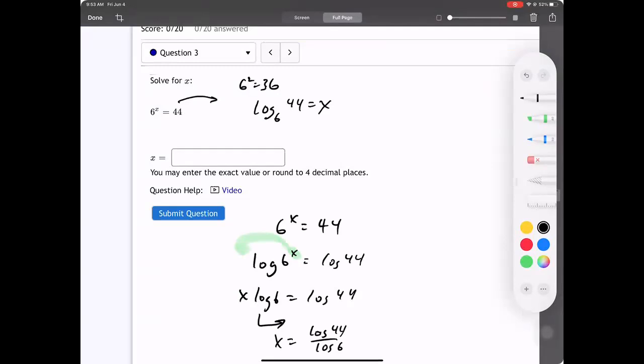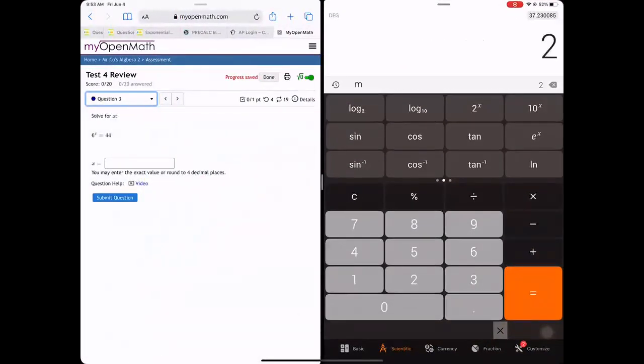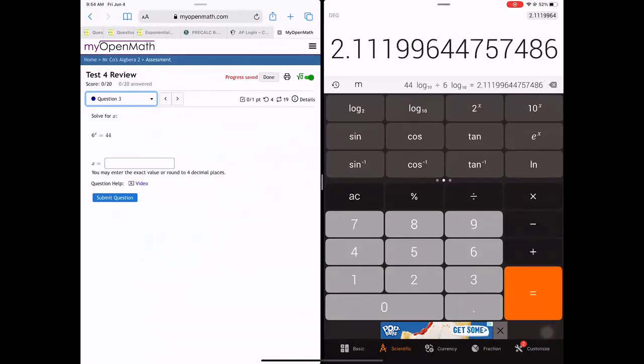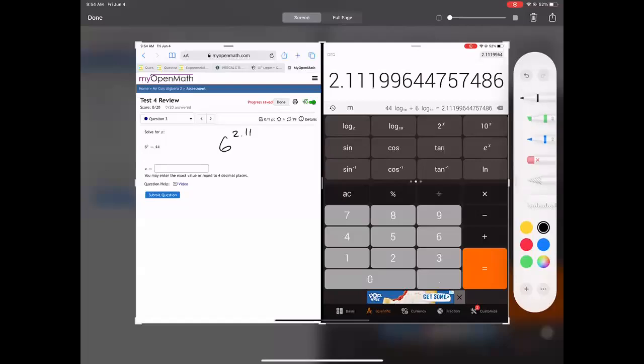And now I type that into my calculator, which I can't pull up because it's a screen share. Right. So let's go ahead and I can pull it up here. So we're saying what is log of 44 divided by log of 6, equals 2.2. So 6 to the 2.11 power is approximately 44. Okay, they wanted 4 decimal places, I'm sorry. 4 decimal points would be 119, rounding up, so 120.